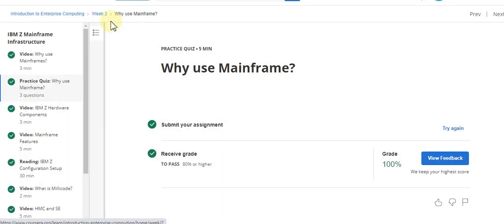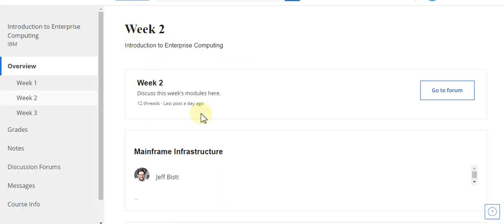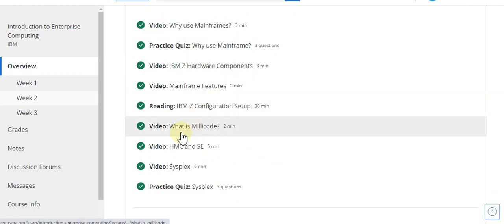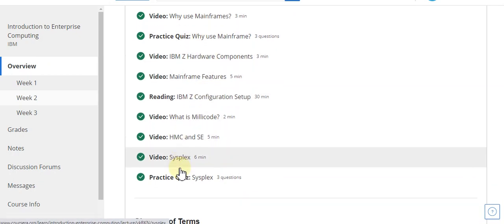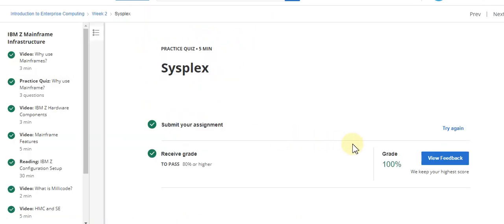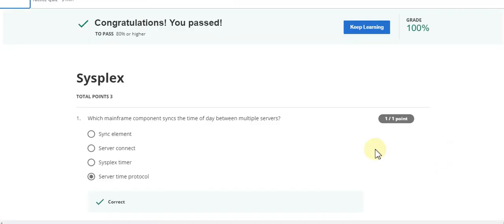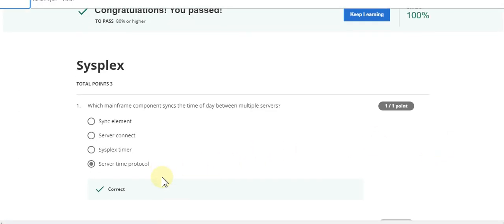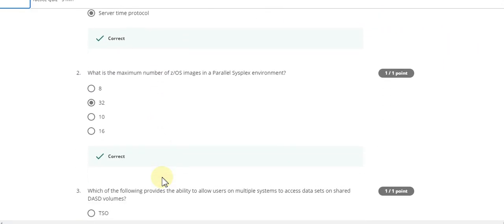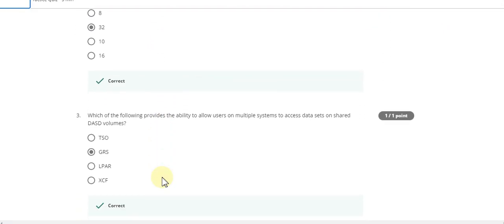Now go to the week 2 part 2 quiz solution, which is Sysplex. First question answer is Server Time Protocol, second is 32, and the last, third, is TSO.